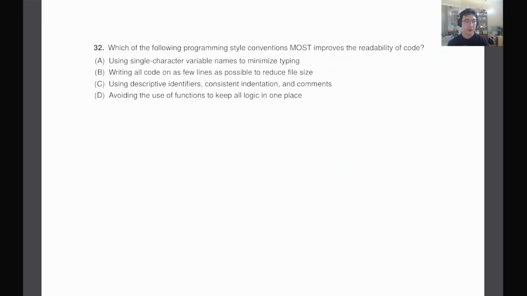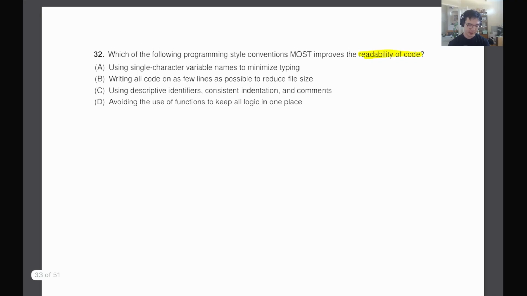Question 32. Which of the following programming style conventions most improves the readability of code? So if we use single character variable names, does that improve the readability of code? Well, no. Although that does minimize typing, it makes it harder to read the code, both as the initial programmer and for any programmers coming after you who have to maintain your code. You want to make sure you use descriptive variable names. So it is not A.